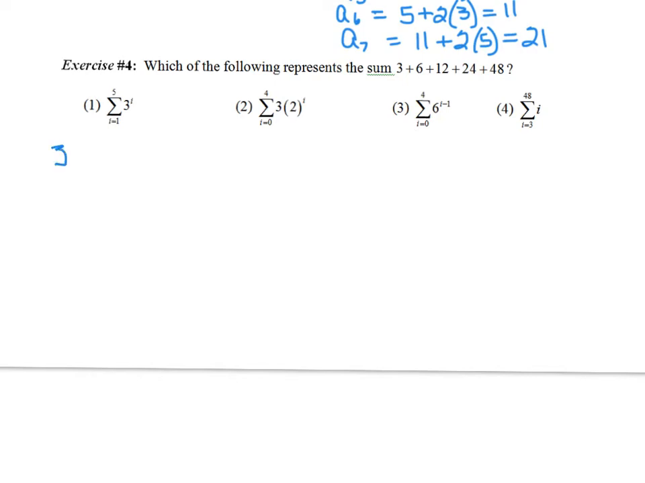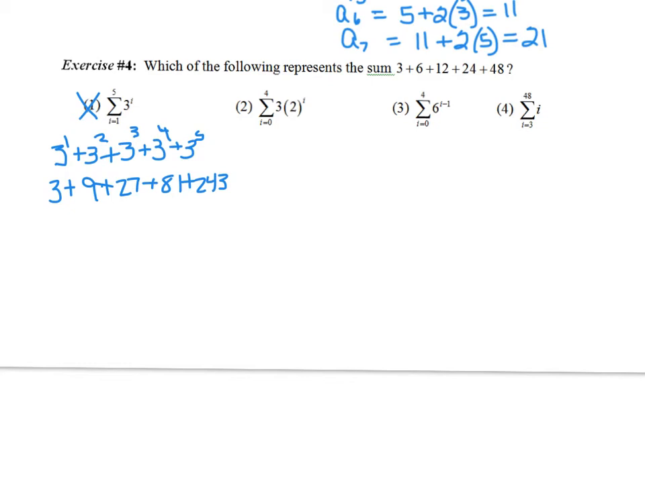So this would represent 3 to the first plus 3 to the second plus 3 to the third all the way up to 3 to the fifth power. Now if I evaluate those, that gives me 3 plus 9 plus 27 plus 81 plus 243. Clearly not the numbers that I wanted to add together, so I'll cross that one off.